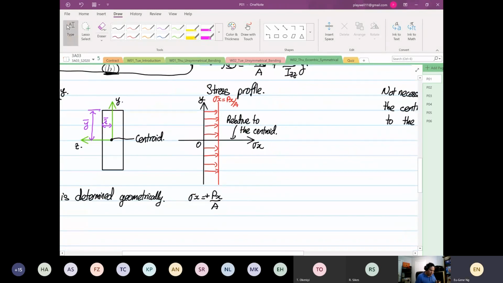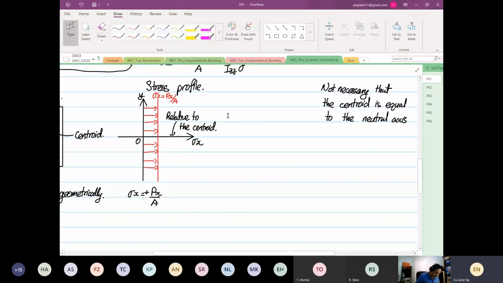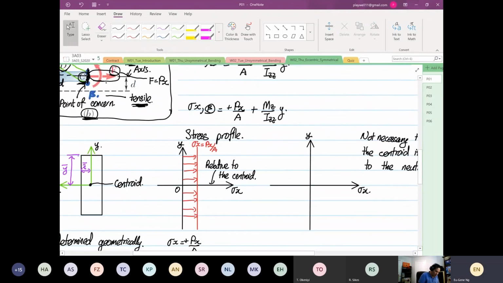Now, this is just one of our stress profiles. Then we have another profile coming in, and the next profile will be our bending moment. Again, this is my stress X, and this is our Y distance. Right, and then I'm going to follow what's up there.